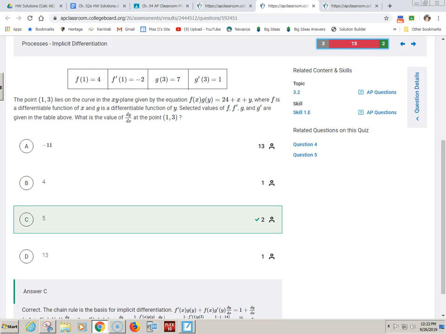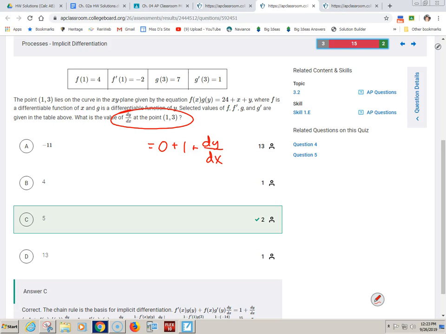I guessed. Okay, well. The point 1, 3 lies on the curve, such that, okay, we have an equation, that's nasty, where f is differentiable and g is differentiable, selected values, and so on. What are we supposed to be finding? The derivative, dy dx, yeah? Okay, so what do we do? We're trying to find a constant, right? Okay, we'll see. So that's going to be a 0 plus 1 plus dy dx.